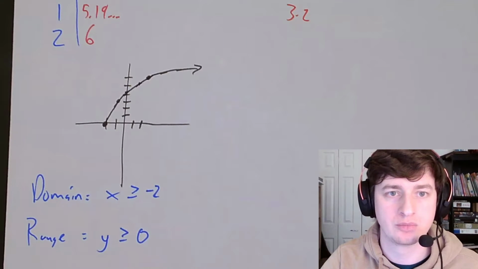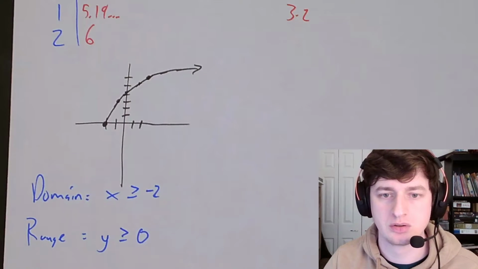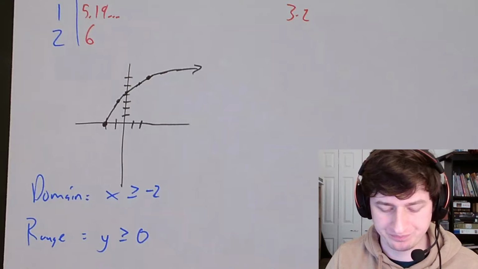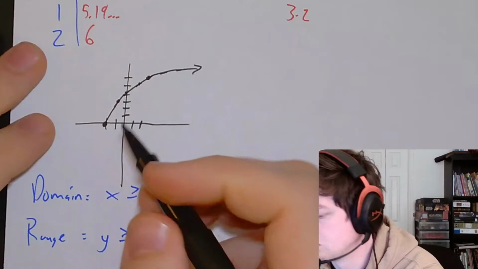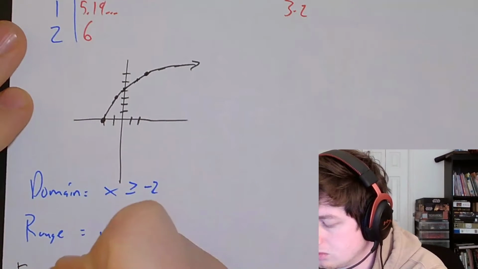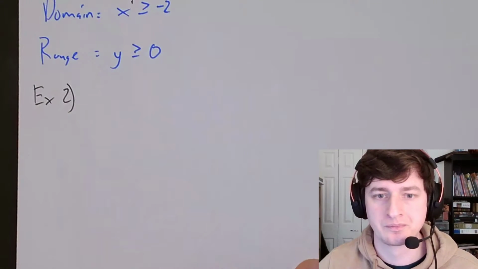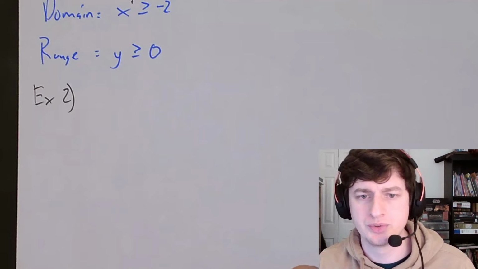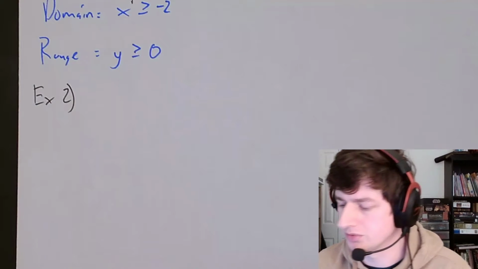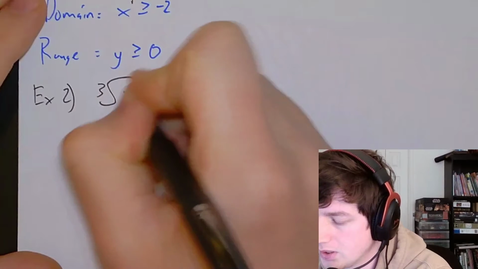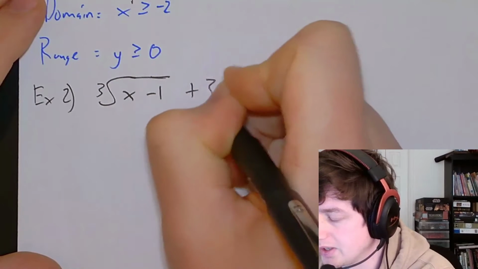We got time for like one more example. That's perfect. So we're going to do a cube root function. We'll do this one. X minus 1. So this is inside the cube root. And then outside the cube root, we're going to add 3.